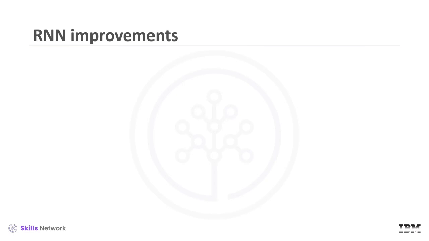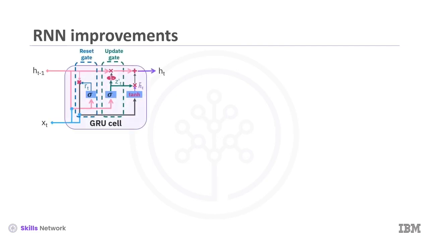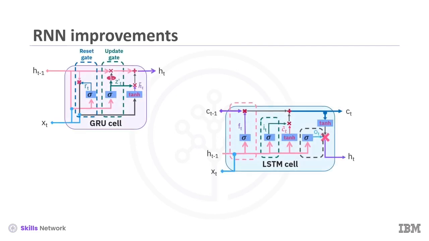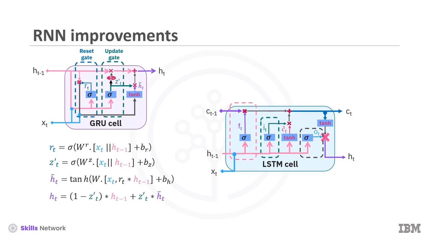RNNs only remember short-term information and are challenging to train. Two popular RNN enhancements are gated recurrent units, or GRUs, and long short-term memory, or LSTMs. In a GRU, there are two gates, the reset R and the update Z. The update gate determines the proportion of the previous hidden state to carry forward, while the reset gate decides how much of the previous hidden state to disregard. Working together, they update the hidden state and control the flow of information over time. Finally, another activation function is applied before the model makes a prediction.